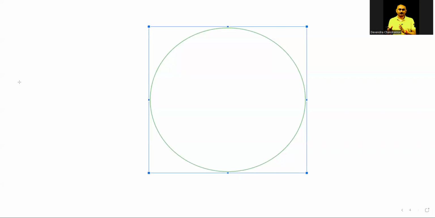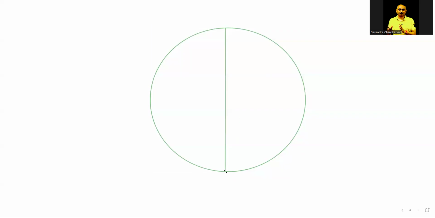So now let's discuss the further attributes of this quadrant. Okay. So this is the circle and these are its quadrants. Please pay attention.